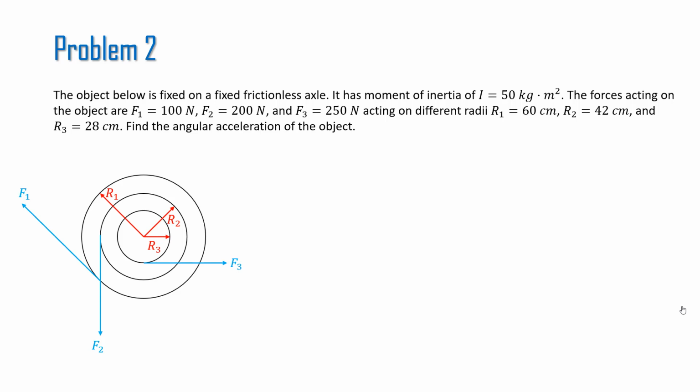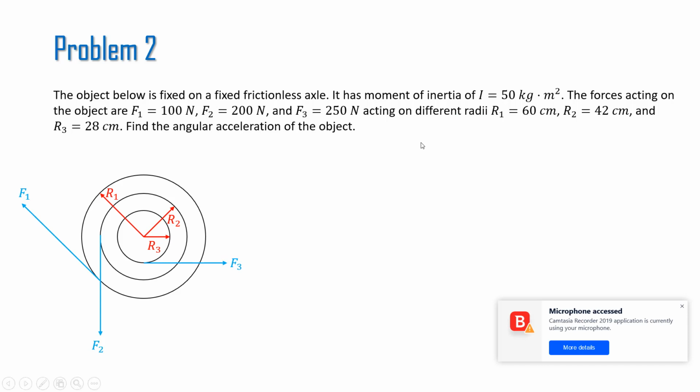For the second problem, the object below is on a fixed frictionless axle. It has a moment of inertia of I, which is equal to 50 kilograms meter squared. The forces acting on the object are the following: F sub 1 equals 100 newtons, F sub 2 equals 200 newtons, and F sub 3 equals 250 newtons. They are acting on different radii: R sub 1 equals 60 centimeters, R sub 2 equals 42 centimeters, and R sub 3 equals 28 centimeters. We are to find the angular acceleration of the object.